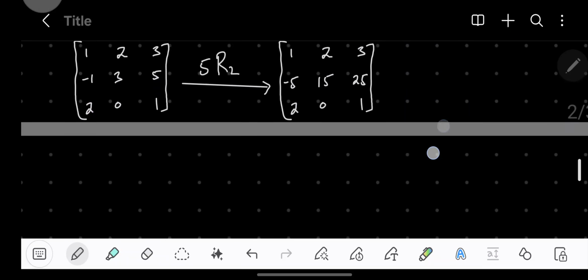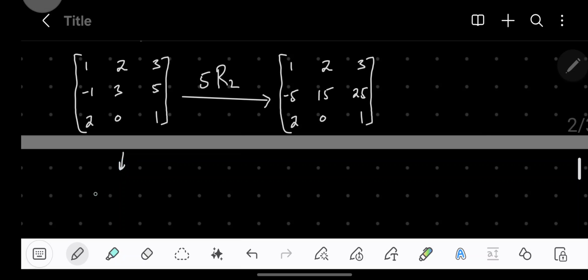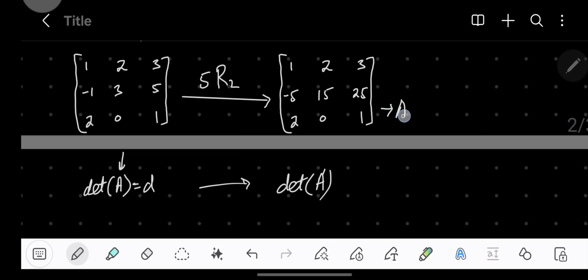Now, I have no calculations, but suppose that the determinant of the first matrix is D, and this new matrix is called A prime. Then the determinant of A prime would be 5 times D, 5 times the original determinant. Why? Because I have multiplied a row by the scalar 5. If you multiply any other row by a scalar, the same thing happens.